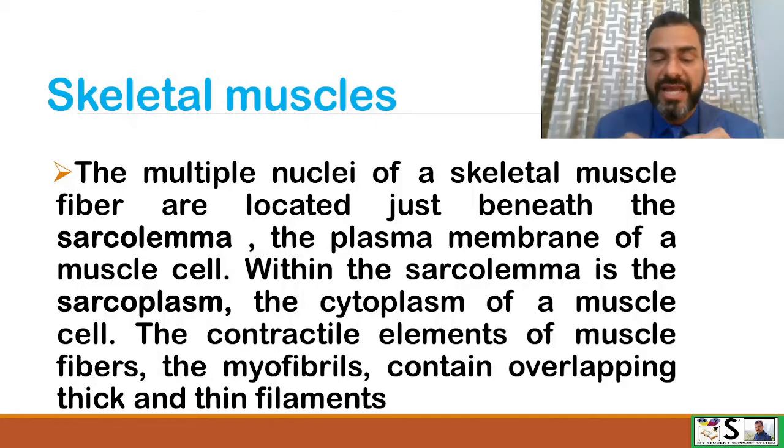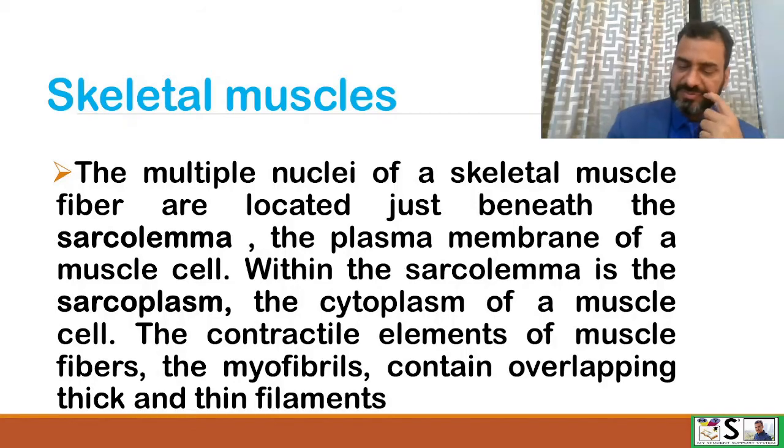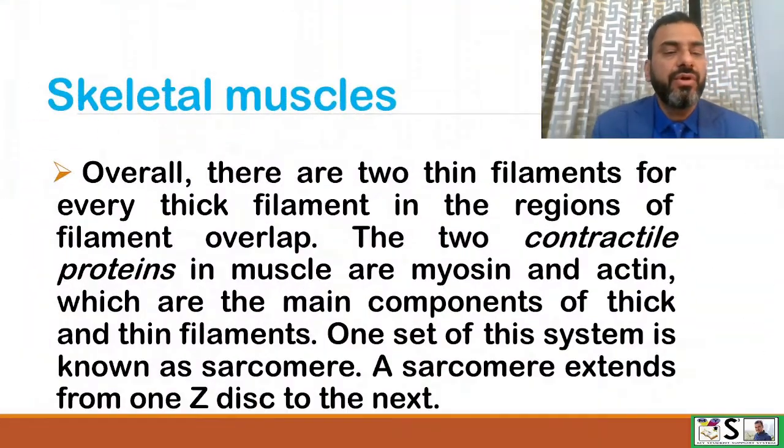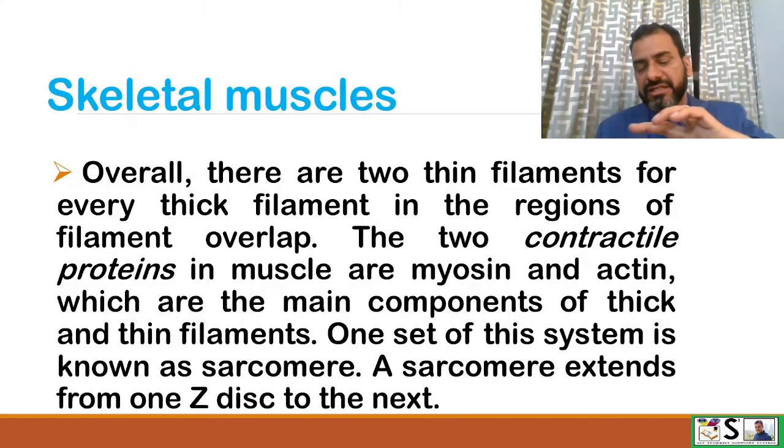The contractile elements of the muscle fiber are myofibrils. They are within the sarcoplasm, and they are in overlapping fashion, thick and thin filaments, and both are made up of proteins. Overall, there are two thin filaments for each thick filament. Okay, so thick filament and then thin filament, they are like this.